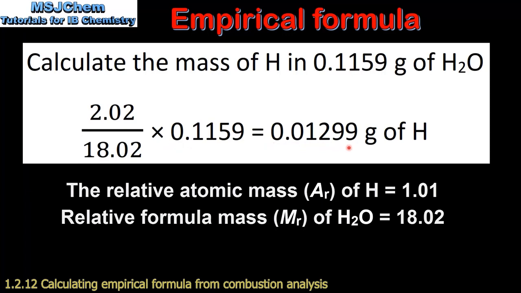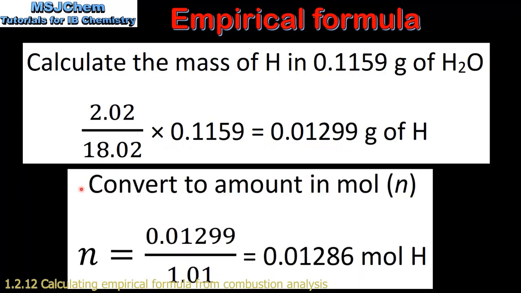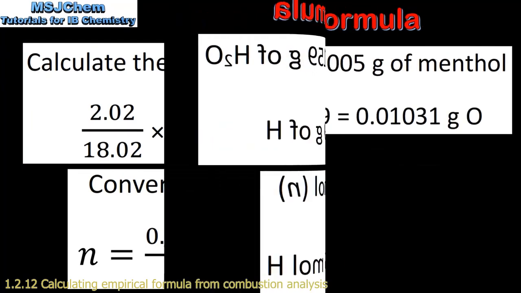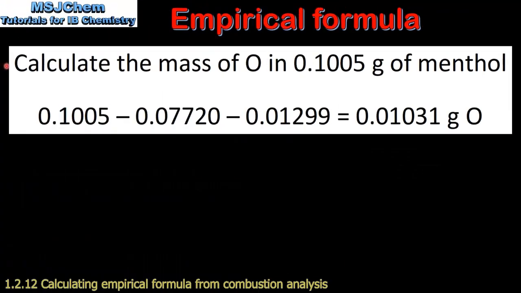0.01299 grams of hydrogen. Next, we'll convert to amount in moles using the equation n equals mass over molar mass, which gives us 0.01286 moles of hydrogen. The next step is to calculate the mass of oxygen in 0.1005 grams of menthol.